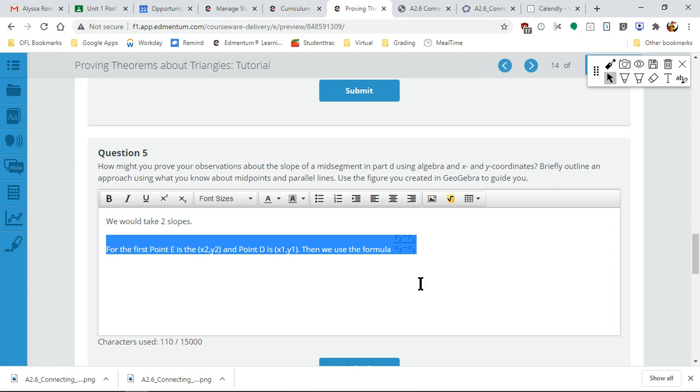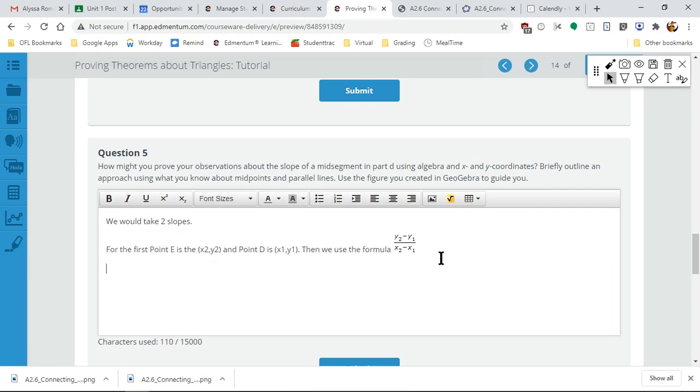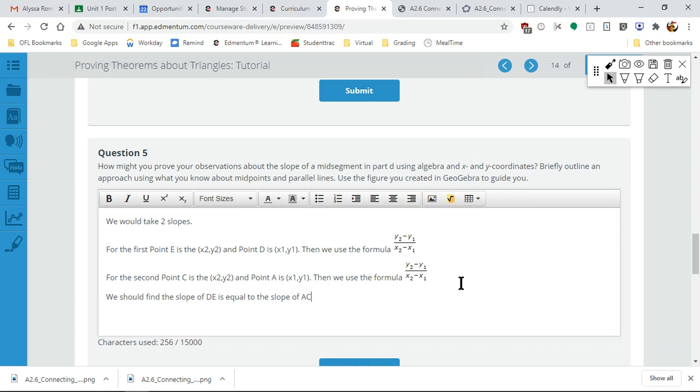And then, since I'm lazy, I'm going to copy that whole thing and paste it. I'm going to change this for the second one: point C is that, and point A is the other one, because we're finding the slope of both. We should find the slope of DE is equal to the slope of AC.